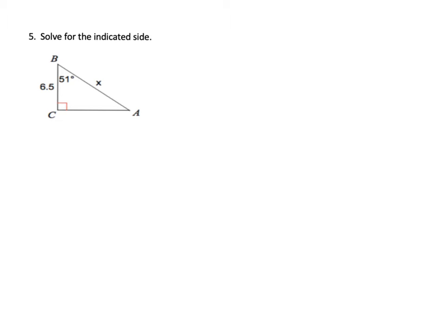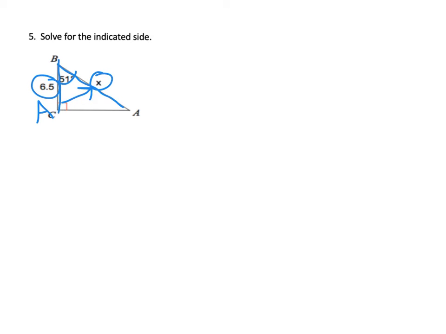In this problem, we are solving for the indicated side. So we need to solve for x. If we notice, here's the angle that we're given. We're given 51 degrees, and 6.5 is adjacent to 51 degrees, meaning it's right next to it. It's the adjacent side. And x is the hypotenuse, because it is across from the right angle, so it is the longest side.